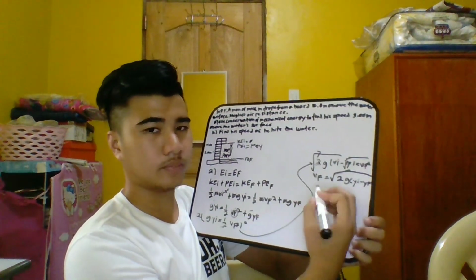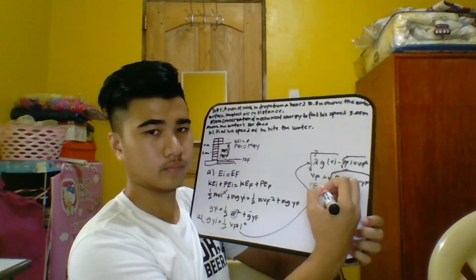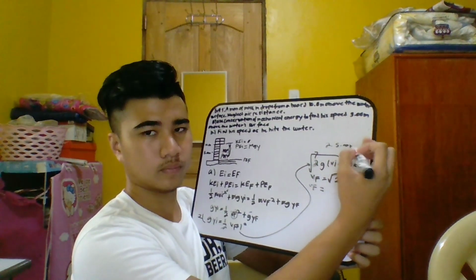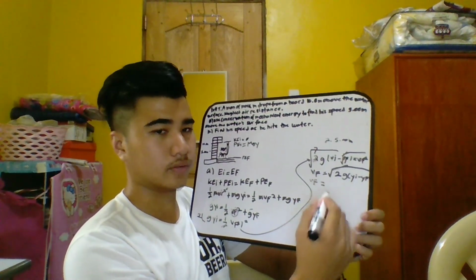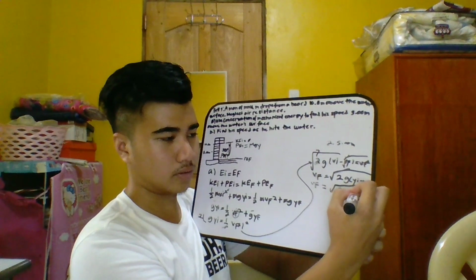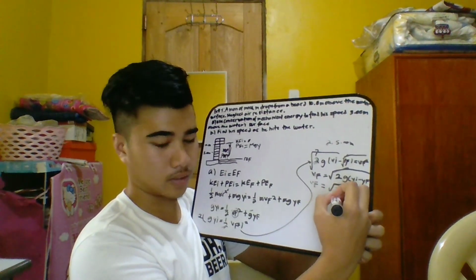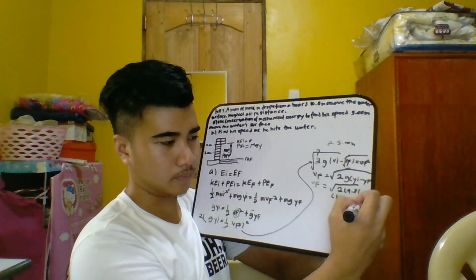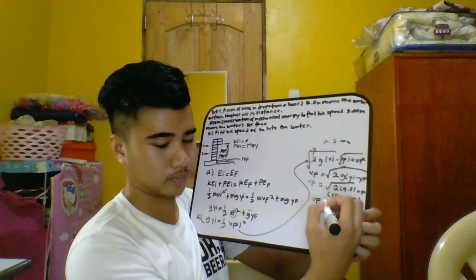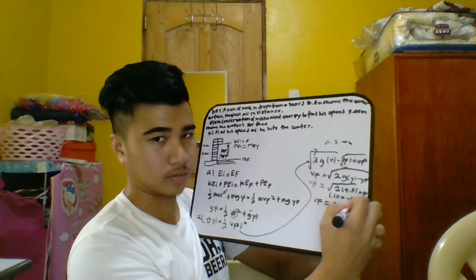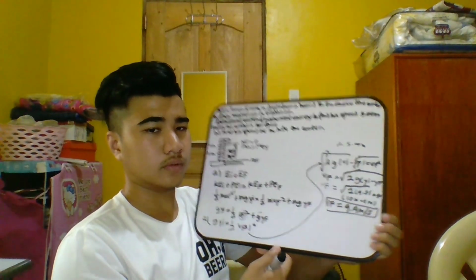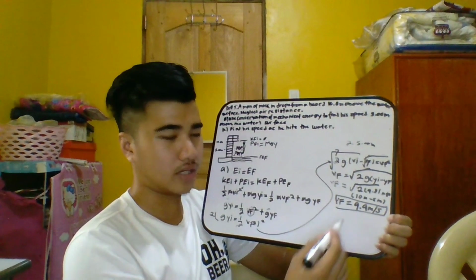Let's substitute the given values. The final velocity at 5 meters above the ground is the square root of 2 times 9.81 meters per second squared times 10 meters minus 5 meters, the initial and final positions. So by calculating, the final velocity is equal to 9.9 meters per second. This is his velocity at this point.